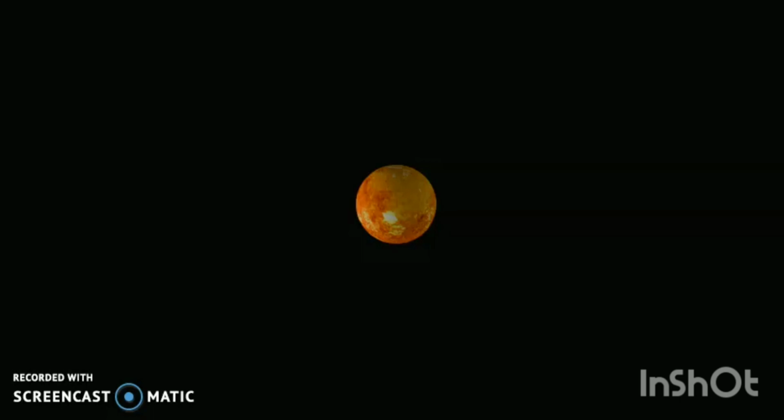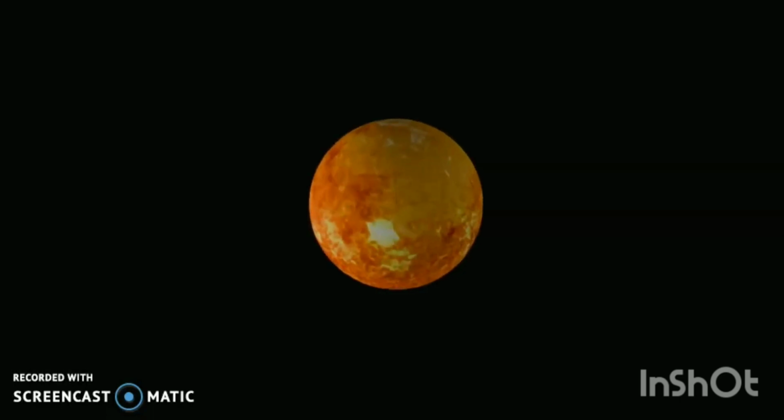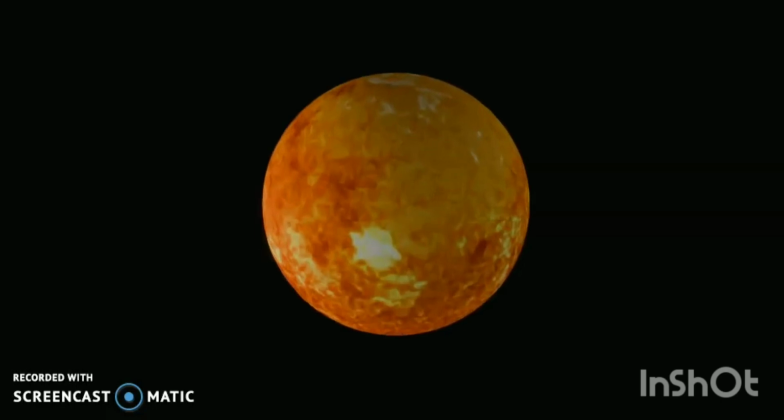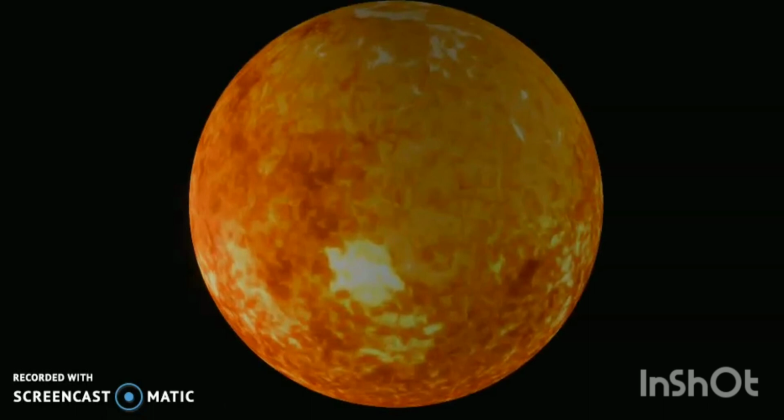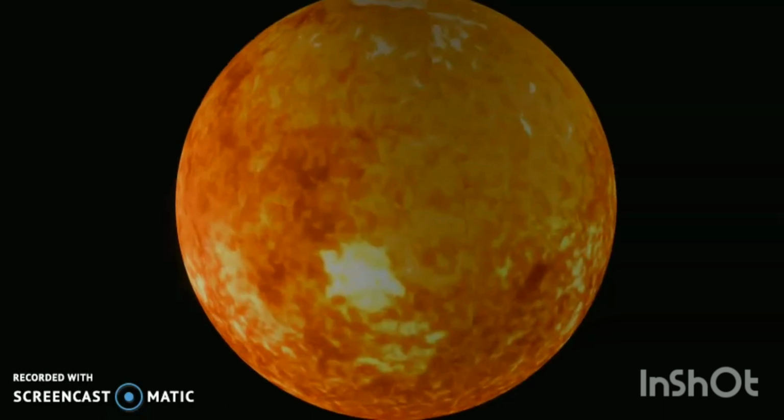Its mass is about 330,000 times that of Earth, making up about 99.86% of the total mass of the solar system. So friends, I have made a sun model. Please check the sun surface properly. This is the sun surface, okay?